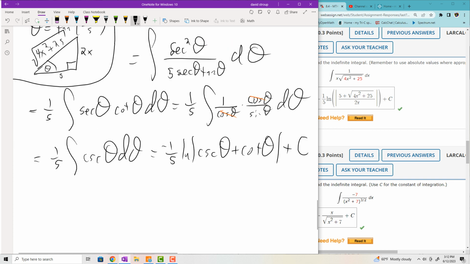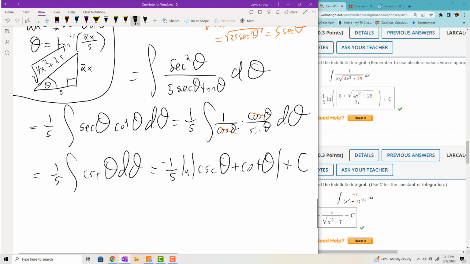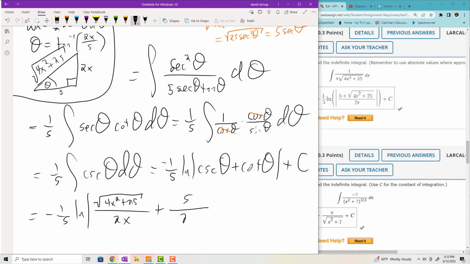And now I can use my triangle to get back home in terms of x, right? So it'd be negative 1/5 ln, absolute value. Cosecant is the same as 1 over sine, so it'd be hypotenuse over opposite. And then cotan would be adjacent over opposite. And then plus c, and then you're done.